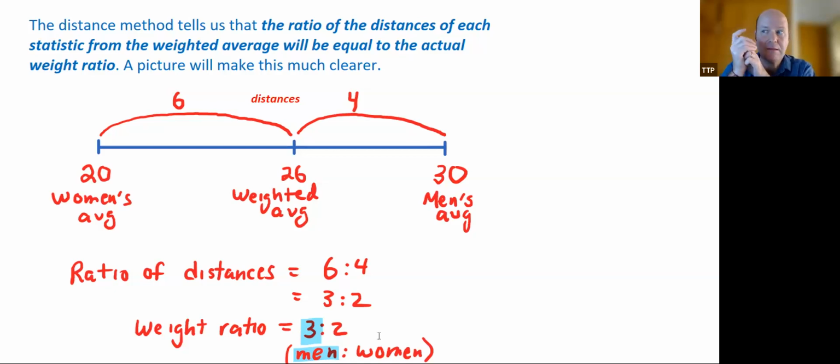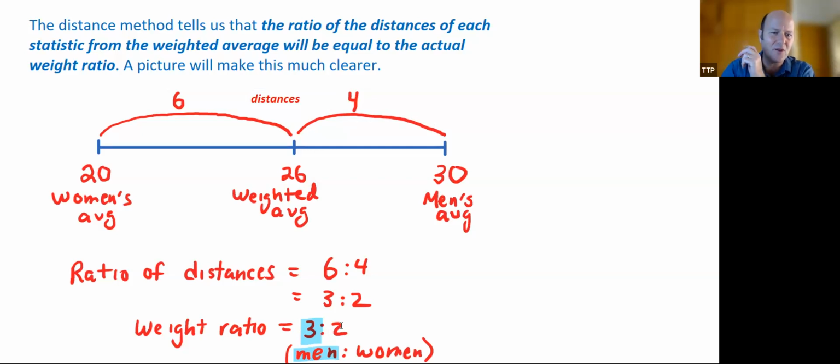Now, one little thing that's of note is that it inverts, okay? In other words, the 3, the larger number in the weight ratio, the 3 to 2, goes to the men because, as you'll notice, the men are actually closer to the weighted average than the women. So don't be confused by the fact that this distance of 4 reduces down to 2, and why are the men not under the 2? Why are they under the 3? Because it actually gets inverted.